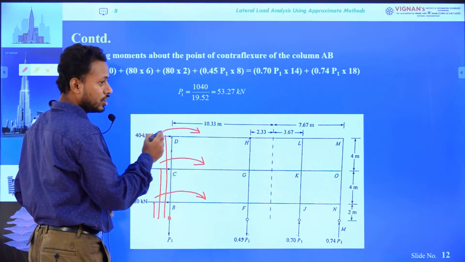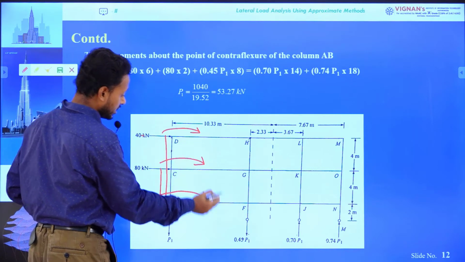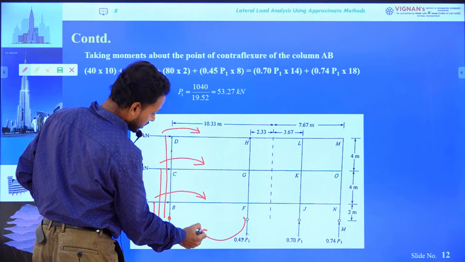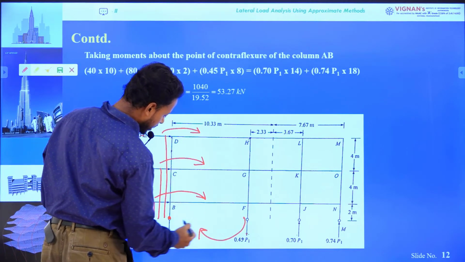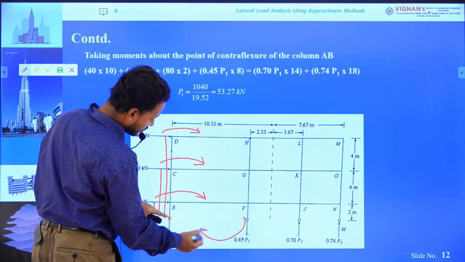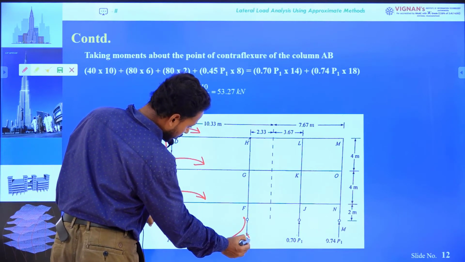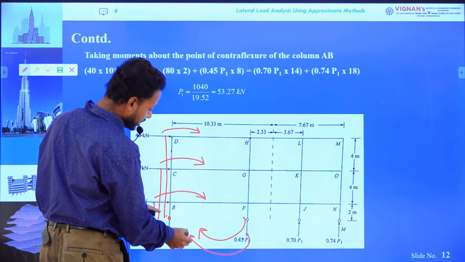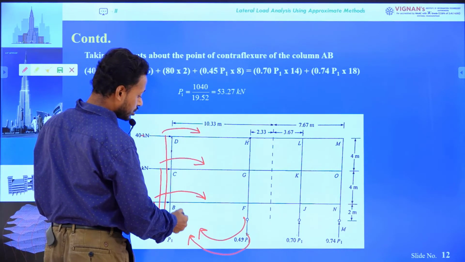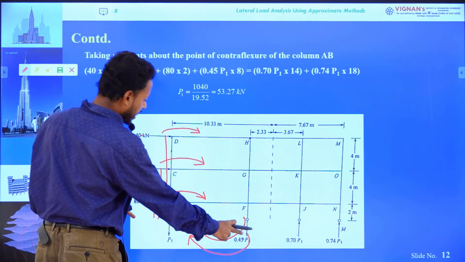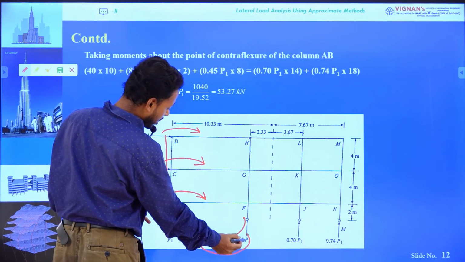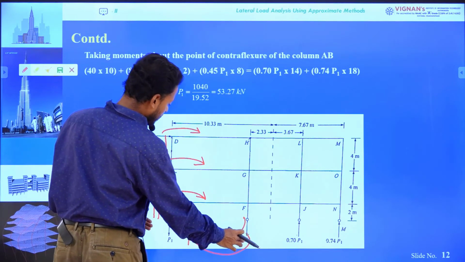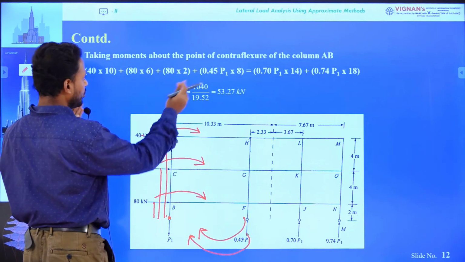This is a clockwise moment, and this force is also generating a moment, because it is downward and you are taking moment about this point, so this force is trying to generate the bending moment in this pattern. So this is also clockwise direction, so you have to add this moment, that is 0.45 P1 into this distance, that is 8. So 0.45 P1 into 8 will be on the left hand side.